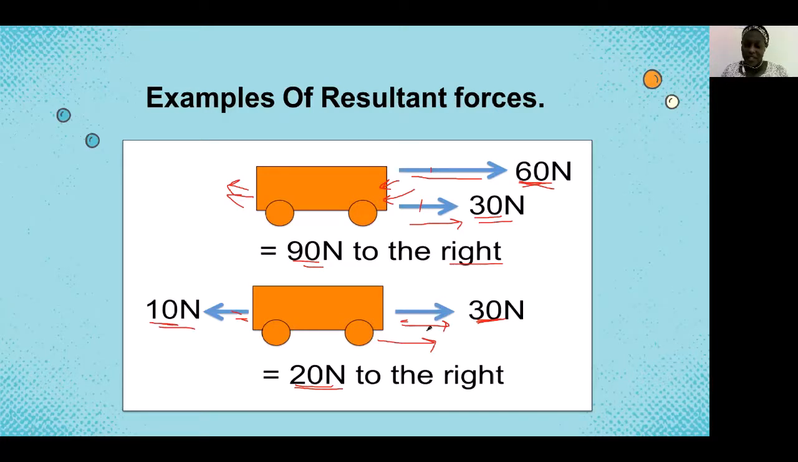This one is very easy. Just by looking, you will know the answer automatically, because you follow the arrow. If the arrow is long, it means a lot of force is being used there. When the arrow is short, it means less force. Okay, let's see what follows next.